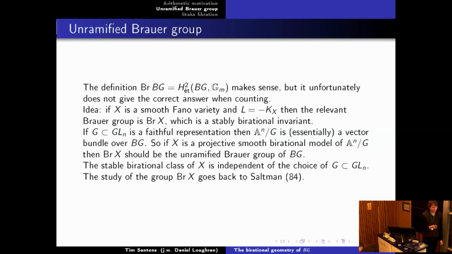An important thing in this definition, of course, is that X is independent of the choice of representation. This is a theorem, called the no-name lemma for some reason. Also, let me mention that the study of this Brauer group goes back to Saltman, and the question about Noether's problem, which is from the 80s.